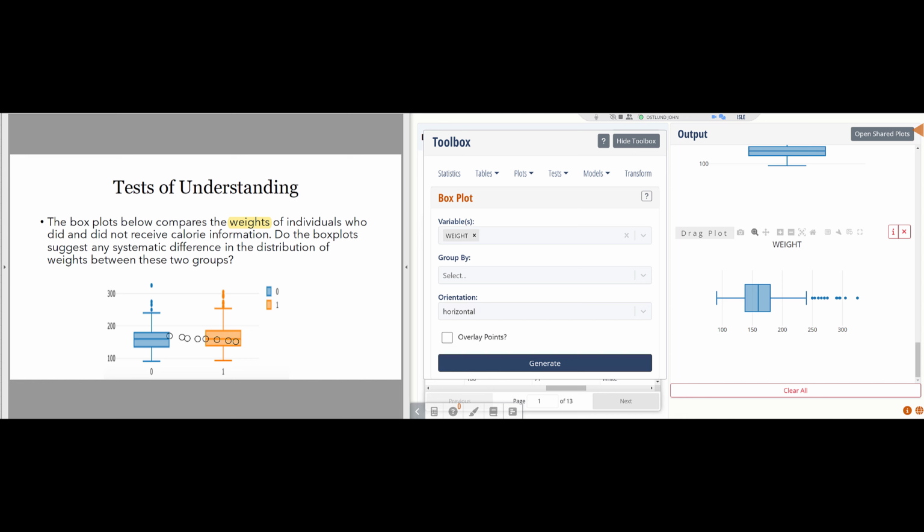Now, the weights of these two subsets of people don't appear to differ particularly. The median weight of both groups looks to be almost exactly the same. There's not much difference in the interquartile range for the people who did not receive information versus those who did. The low end is about the same. There is some difference in the upper end, but that's just due to, you know, the particular data set that we got.